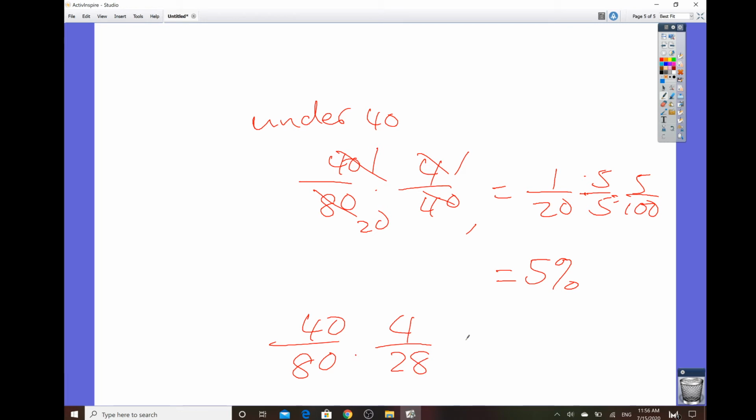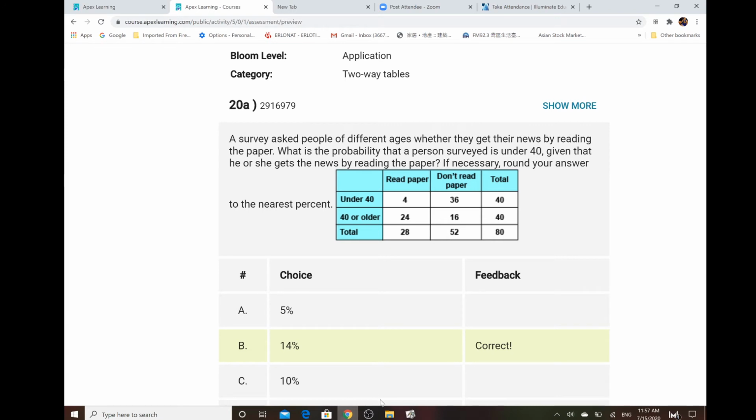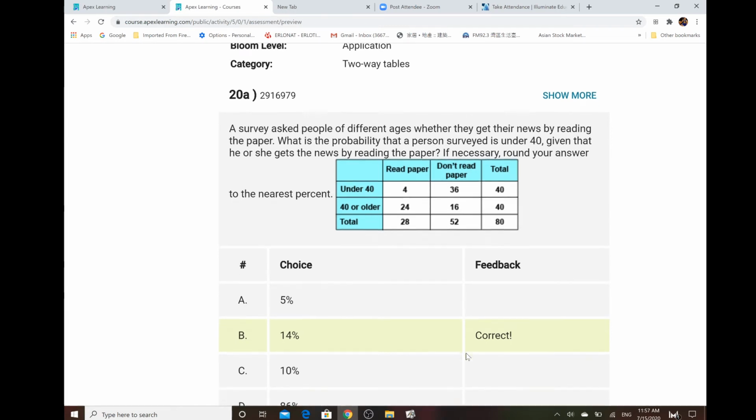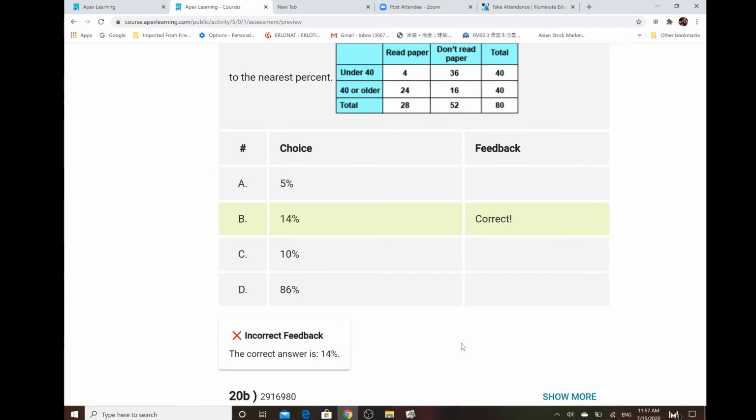And then for the rest of this, you just want to cross cancel and then multiply straight across. So 40 over 80 is 1/2, and 2 goes into 4 twice, so now we end up with 2 over 28. This one is also reducible, so reduced it's 1 over 14. Would that be 14%? Not quite. Okay, let's see what I did wrong here. According to the final outcome, it's actually 14%.